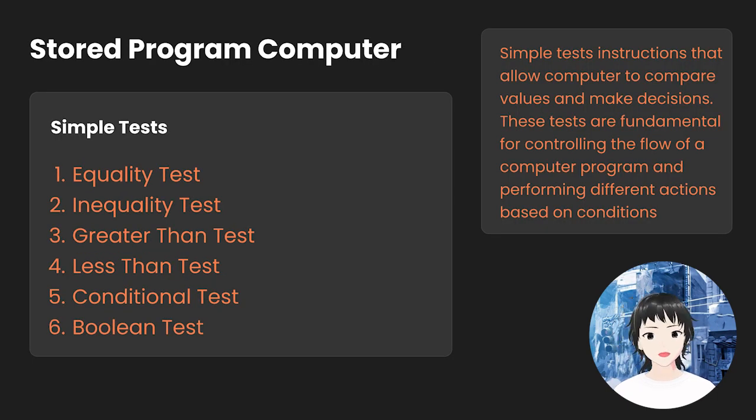The next thing I can look at is simple tests, or basically comparison operators, which are used to compare different quantities. The first one is the equality test. Second is the inequality. Third is greater than, less than. There can be greater than or equal to, less than or equal to. There are conditional tests and there are Boolean tests. So these are the main simple tests, out of which the first four can be categorized as comparison operators too.